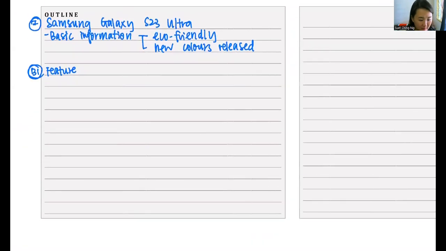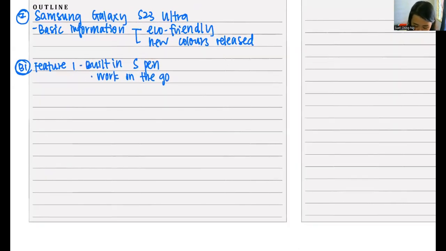So feature one, I'm going to talk about the built-in S Pen. The pen is very convenient. I'm able to work on the go. I should put this here actually, because this is my point. Elaboration: I work on the go.